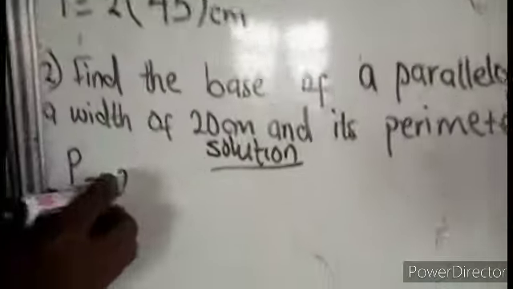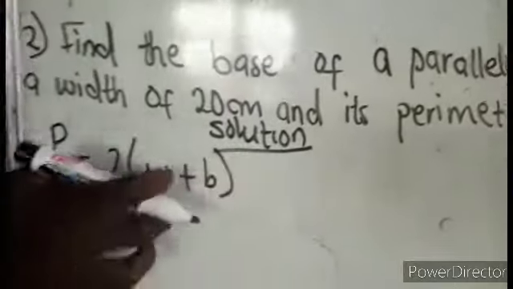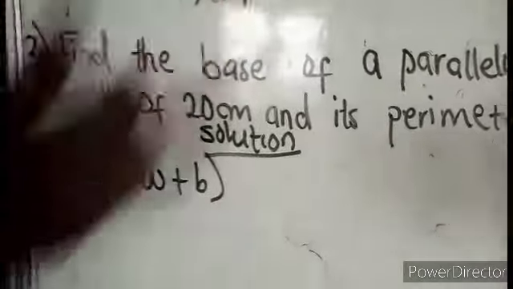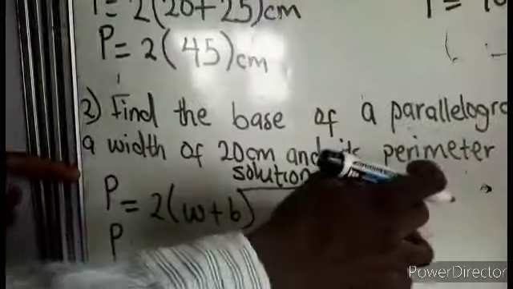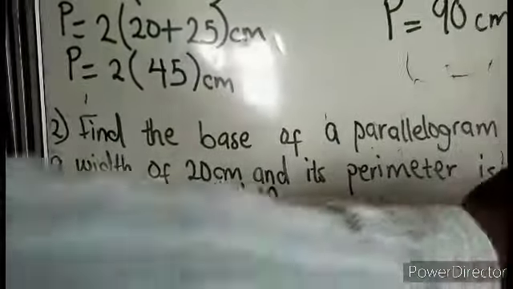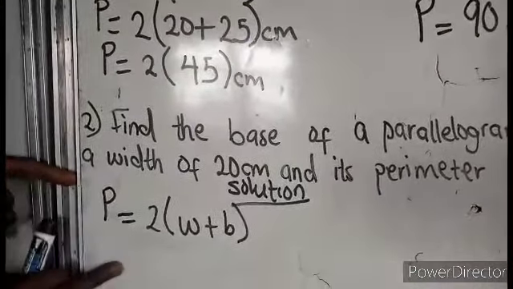P equals 2 into bracket W plus B. Remember, our W is the width, B is the base. So we have P. In this case, our P is given as the perimeter, 90 centimeter. So instead of writing P, we replace that with 90.